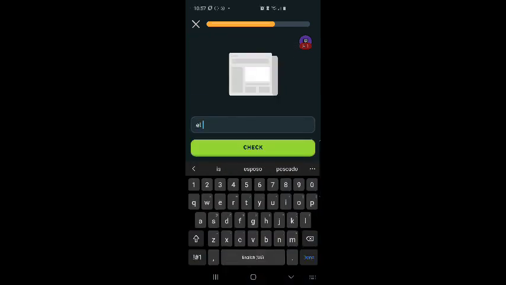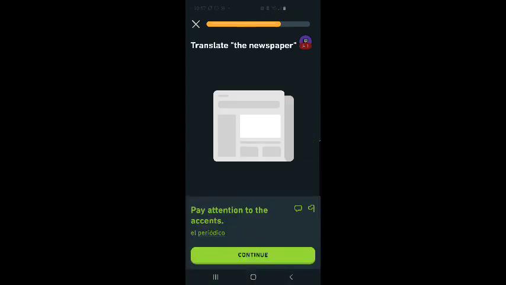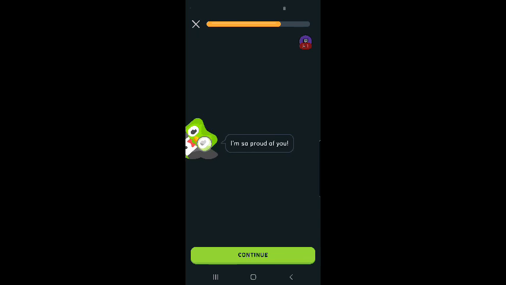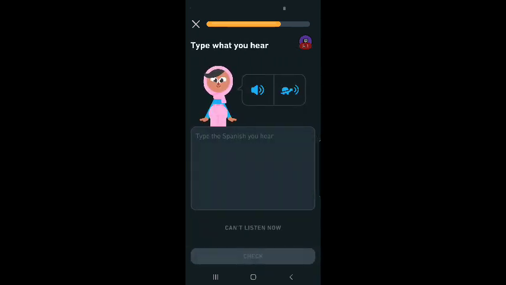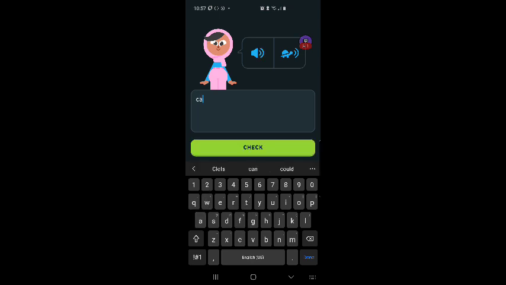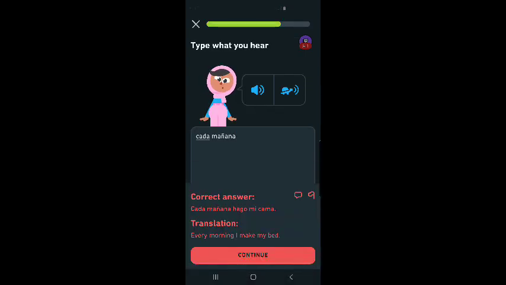It says translate the newspaper. Periódico. ¿Cómo se dice yay? It is the same, I think. Cada mañana hago mi cama. Oh, oops. I hit the button. I wasn't ready. I meant to hit this button. Cada mañana hago mi cama. Every morning I make my bed.